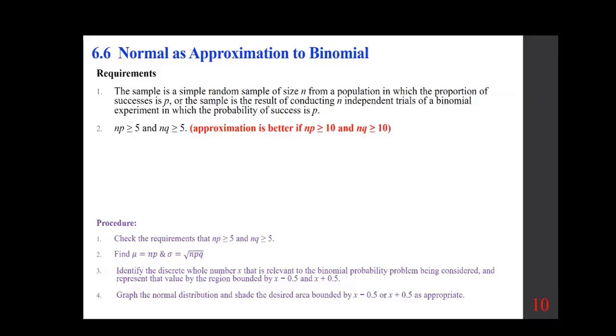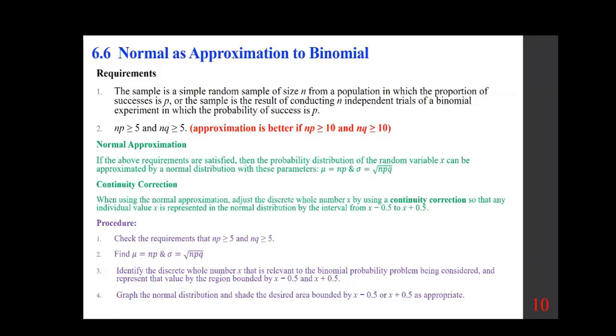Requirements. 1. The sample is a simple random sample of size n from a population in which the proportion of successes is p, or the sample is the result of conducting n independent trials of a binomial experiment in which the probability of success is p. 2. np is greater than or equal to 5 and nq is greater than or equal to 5. The approximation is better if np is greater than or equal to 10 and nq is greater than or equal to 10. Some statisticians go with the higher number.